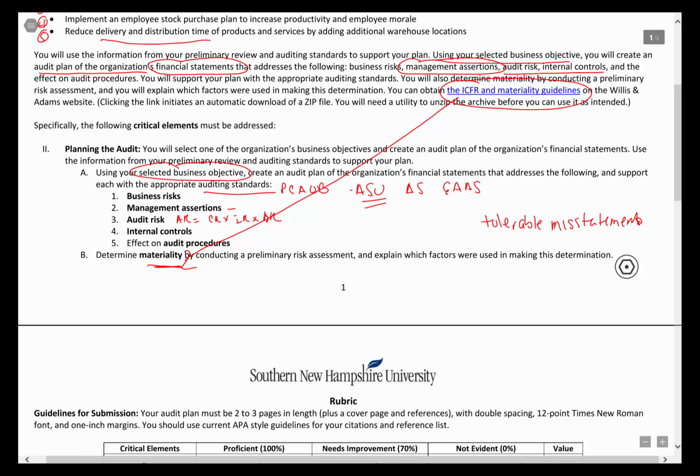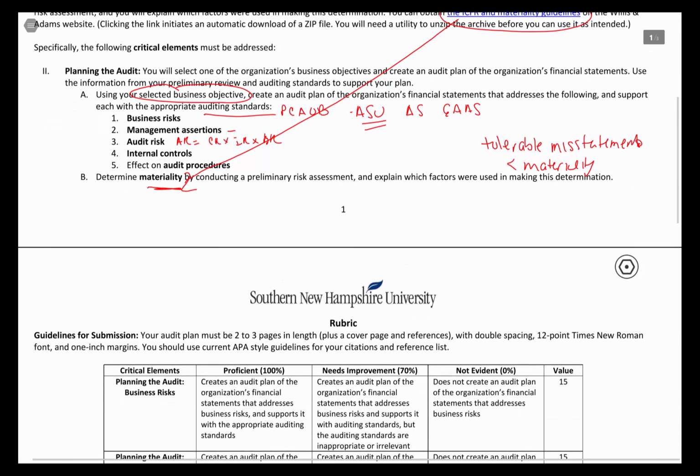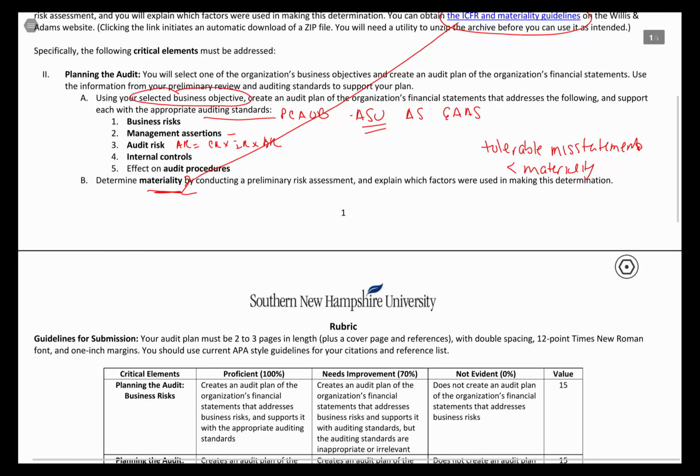So if the client decides to pass, which means not book the audit adjustment that you are proposing, then that remains as a tolerable misstatement. And the total of the tolerable misstatement has to be less than our total materiality that we set. And the total materiality is what we're using these guidelines here for, which is like the internal control financial reporting framework. So that's pretty much what you're doing right here, these two pieces for your auditing plan.